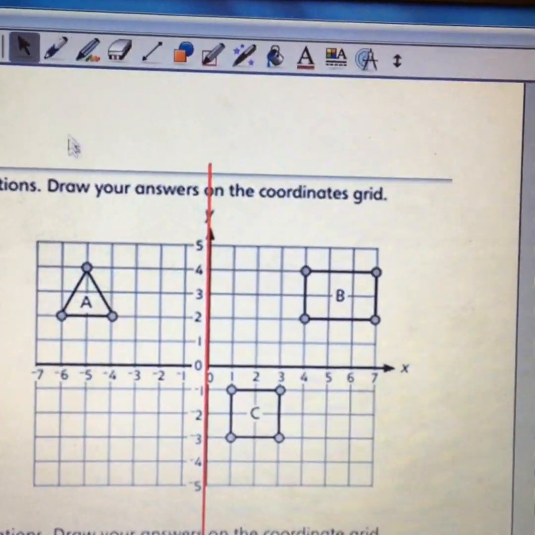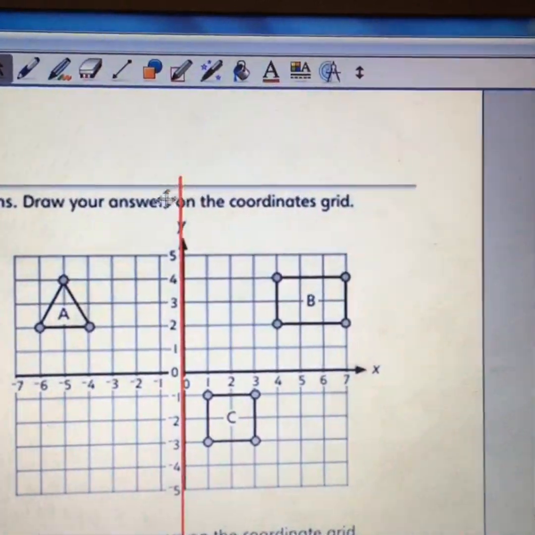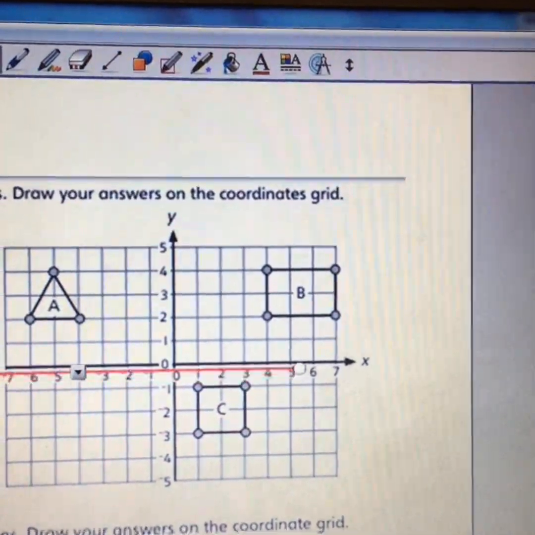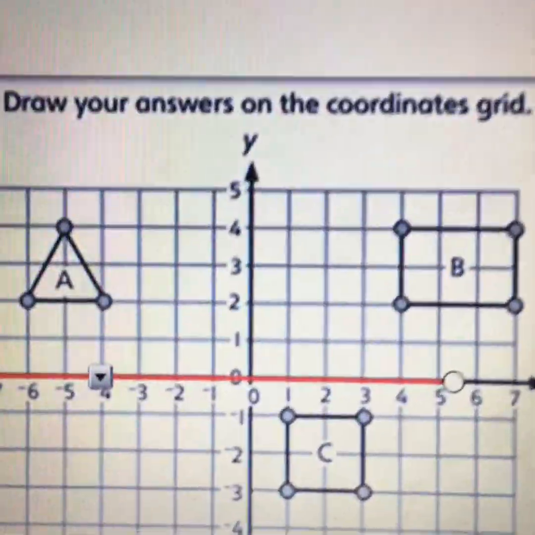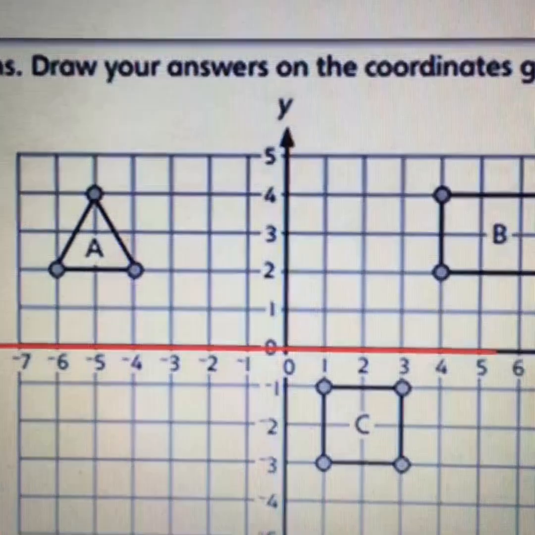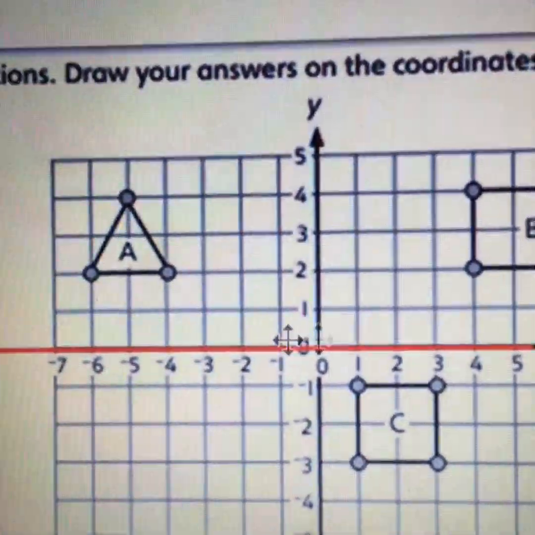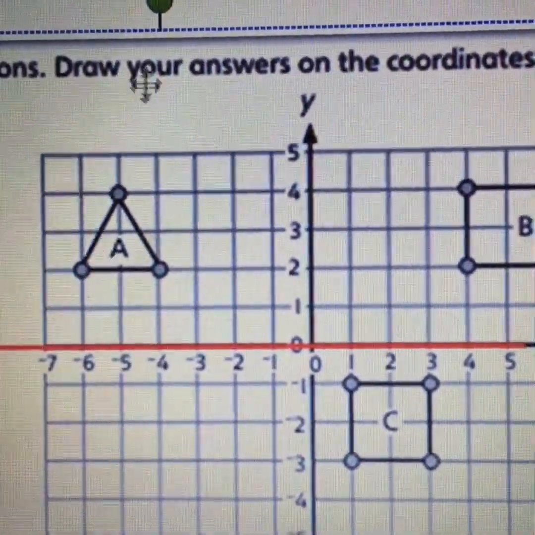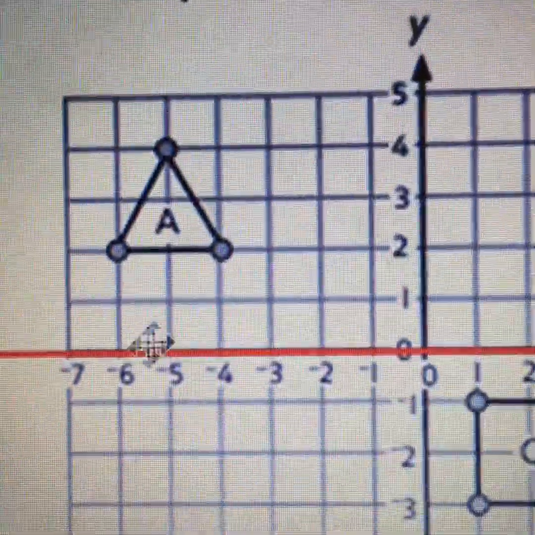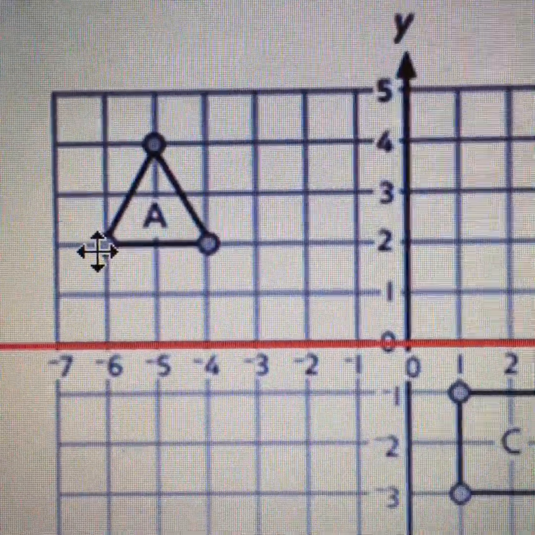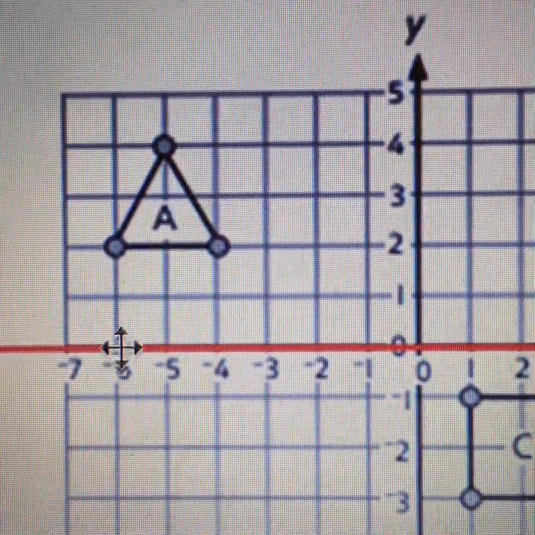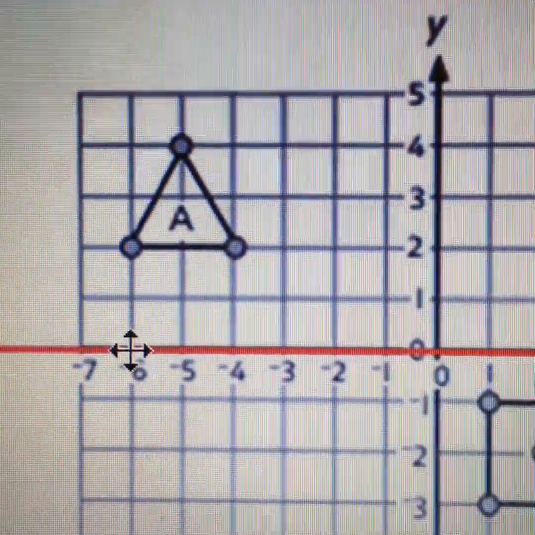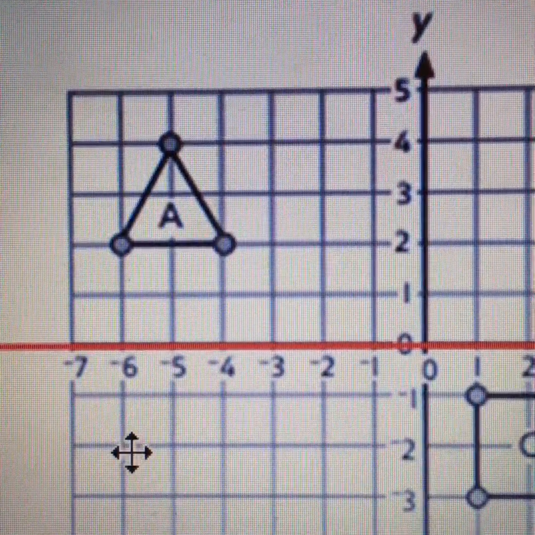Okay, answer time then. So we are reflecting shape A in the x-axis. So I need to make sure that I know where that is. I've done it in red here so you can see it. So this is the x-axis. This is what I'm reflecting my shape across. So my shape will come across here, it will come down here. So I can see that this point here is 2 squares, 2 units away from the x-axis. So I need to make sure that it's 2 units away here.